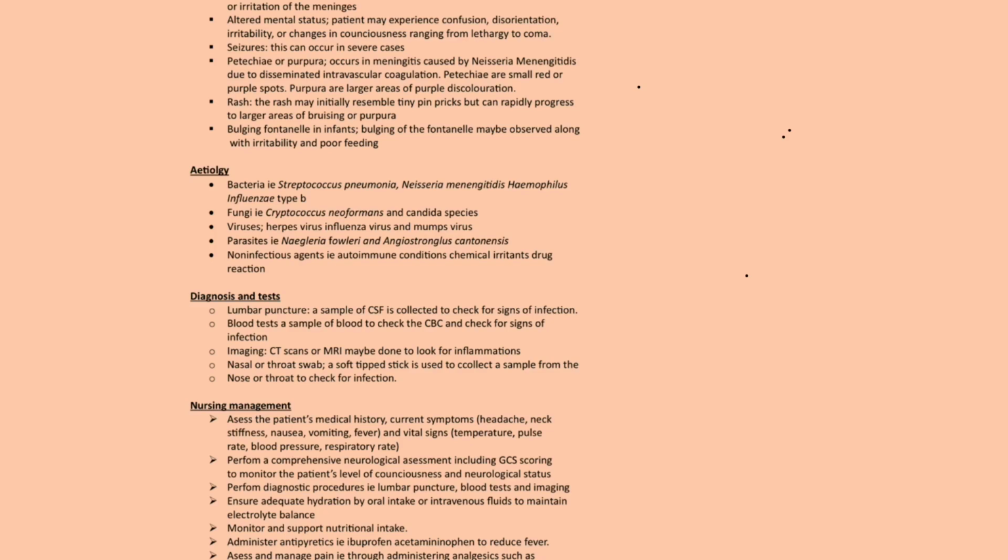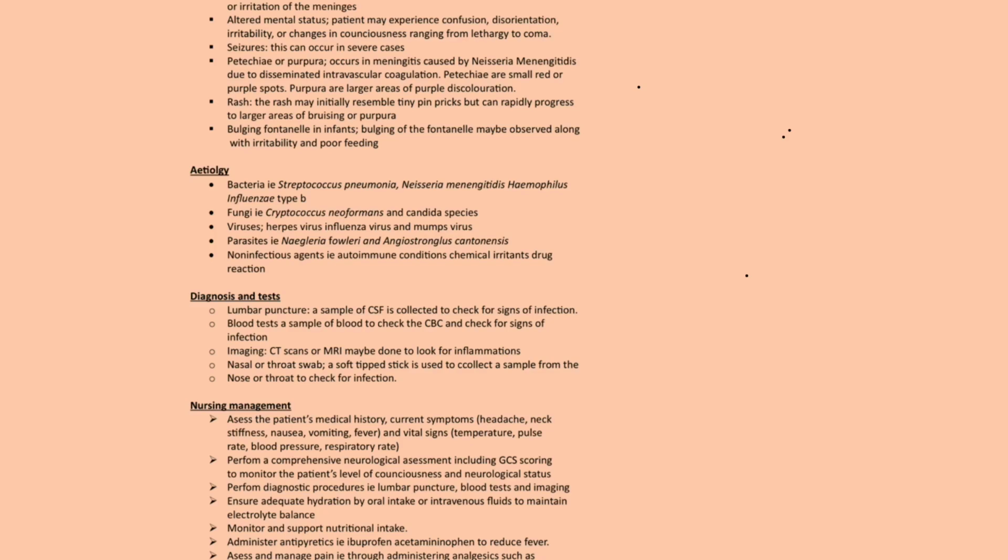We have imaging procedures such as CT scan, that is computed tomography, or magnetic resonance imaging. These ones are done mainly to check for inflammation. We can collect nasal or throat swabs to check for infections. Remember, we said that sometimes the infection may start from the sinuses or the nasopharynx before it finally migrates to the meninges. So samples can also be collected from the nose.